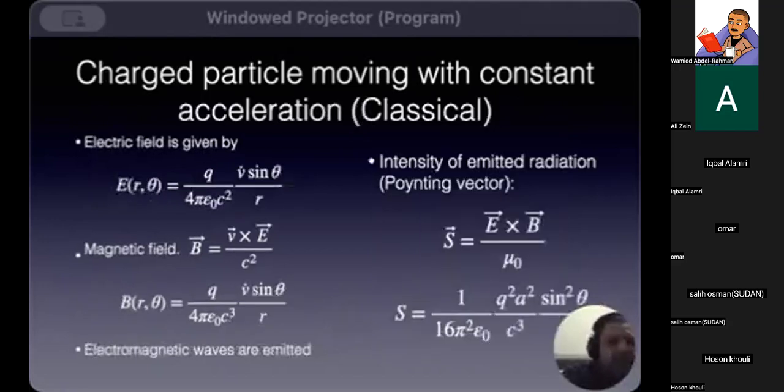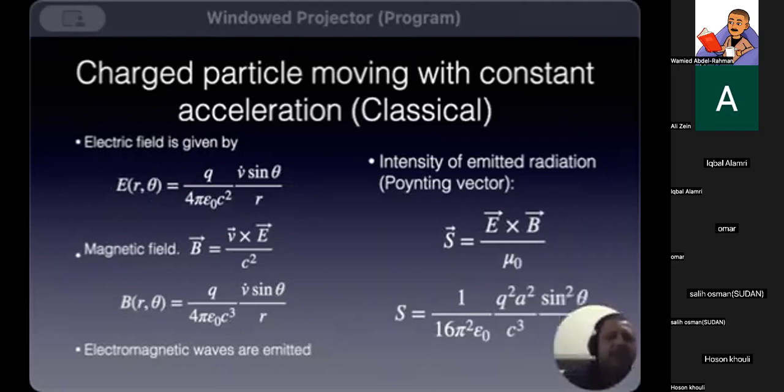Now, the third one is a charged particle moving with constant acceleration. Acceleration meaning the velocity is increasing or decreasing. So acceleration, deceleration. Whenever we say acceleration, we mean changing velocity, could be increasing the velocity or decreasing it. But the increase rate or decrease rate is constant.